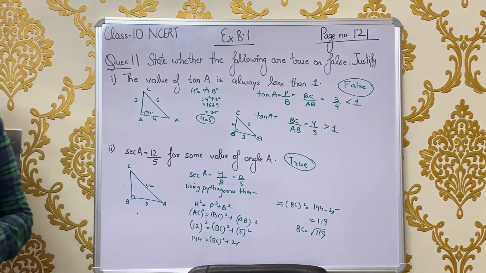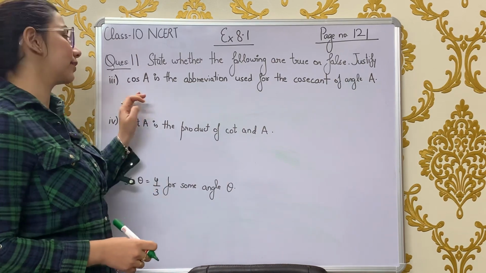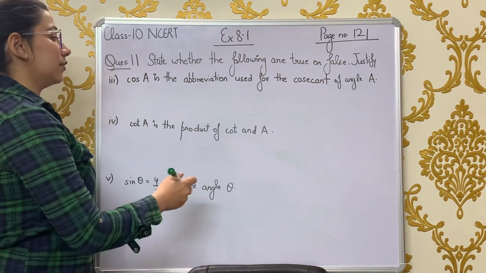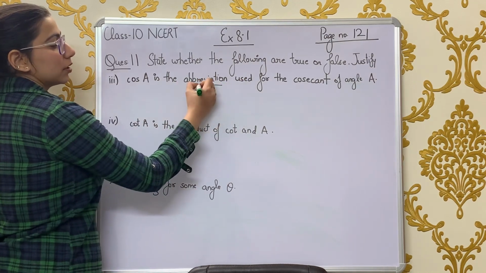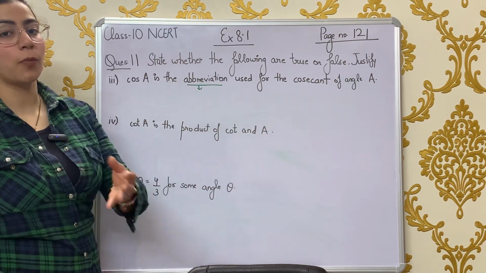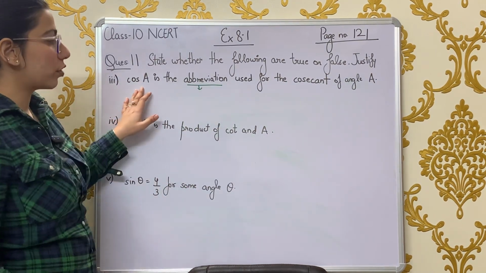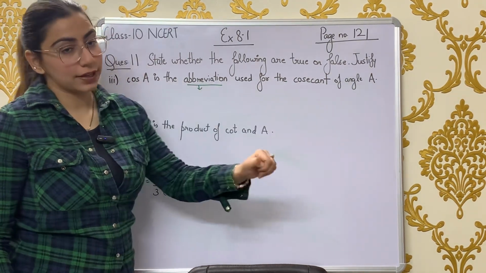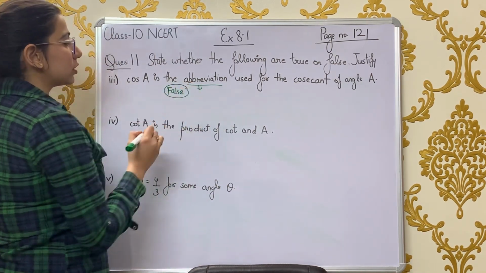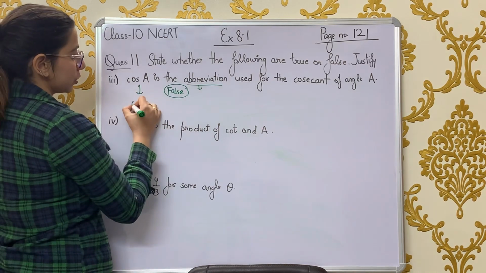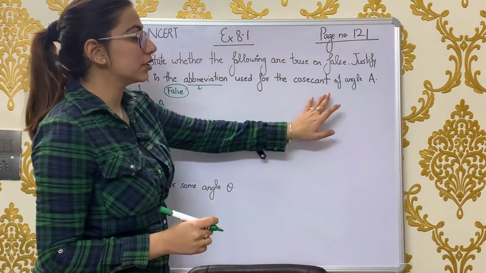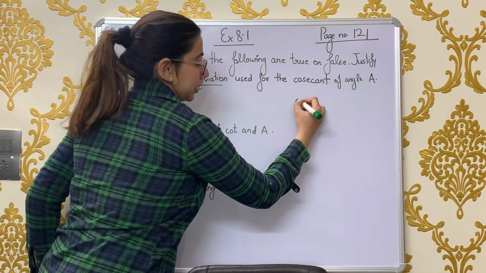Okay. Now in the third part, they are asking whether cos A is the abbreviation used for cosecant of angle A. Firstly, abbreviation is nothing but short form. The word abbreviation is used to describe the short form of something. So it is saying that cos A is the abbreviation used for cosecant of angle A, and that is false, because cos A is the abbreviation of cosine A, and the cosecant abbreviation is cosec A.